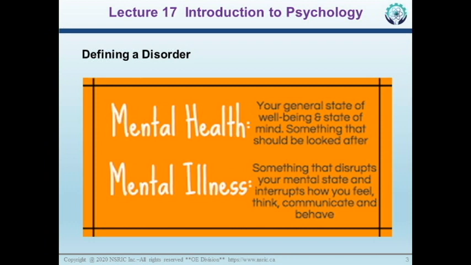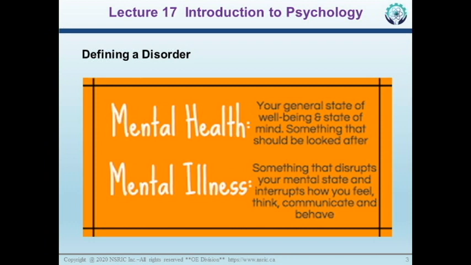There can also be behavioral changes. So mental illness can cause a person's behavior to become abnormal or erratic. For example, a person with borderline personality disorder may engage in impulsive or self-destructive behavior.